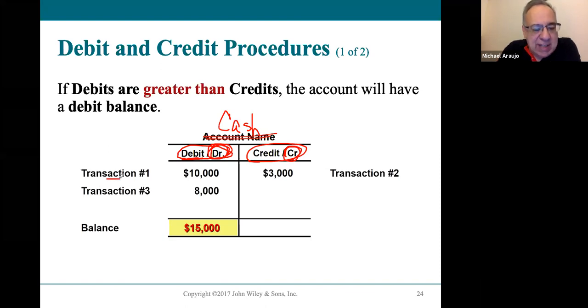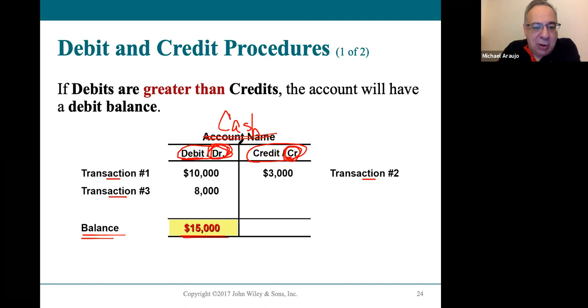So here, transaction 1 and transaction 3 are affecting the cash account on the debit side. As you know, the debit side of the cash account is the increase side. So every time we have more cash, we put it on the debit side, on the left side of the account. Transaction number 2 affected the right side, or the credit side, of the account. The right side is affected when we have less cash. So to get the balance, we put $18,000 in. We took $3,000 out. The balance is $15,000.